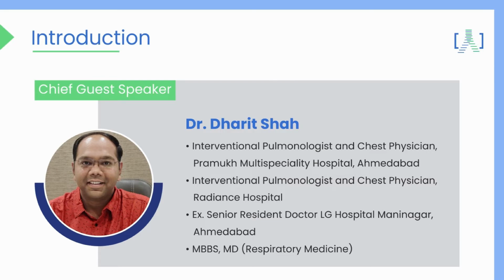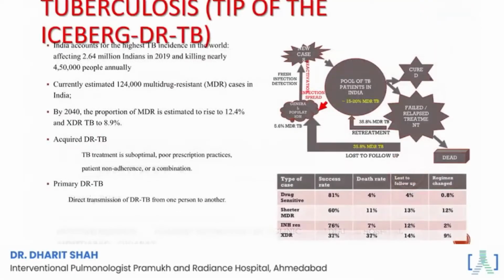So I think we can start with today's presentation. You all know that tuberculosis has an iceberg phenomenon. In each and every disease, we can see that iceberg phenomenon. But for tuberculosis, it is specifically for multi-drug resistant TB that India accounts for the highest TB incidence in the world, affecting 2.64 million Indians in 2019 and killing nearly 4.5 lakh people annually.